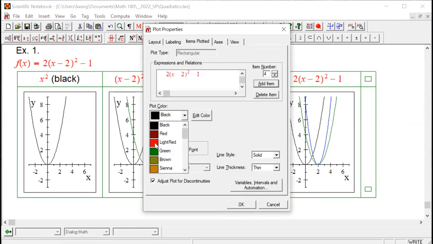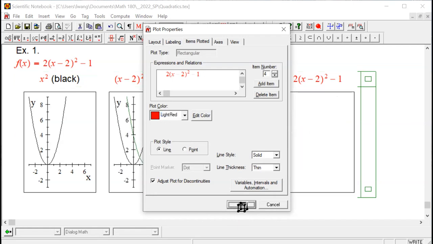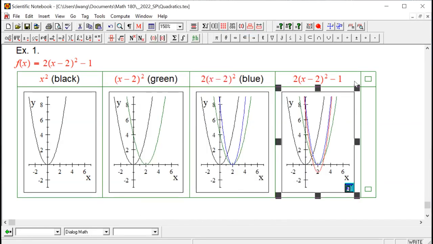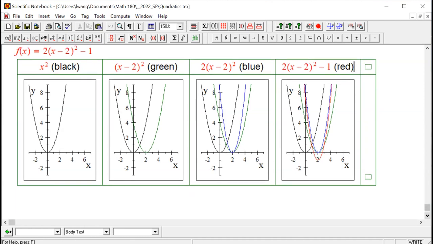Okay, so the last one I'm going to use red. There you go. Okay, so the final picture can be done by shifting, from what we learned. All right, let's do one more example.